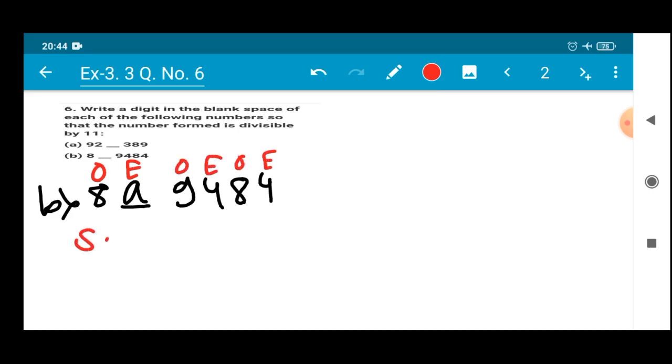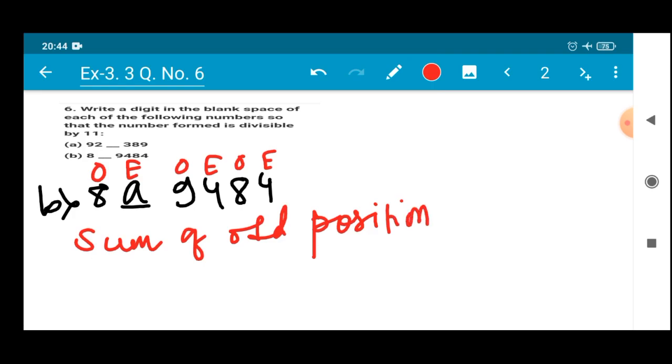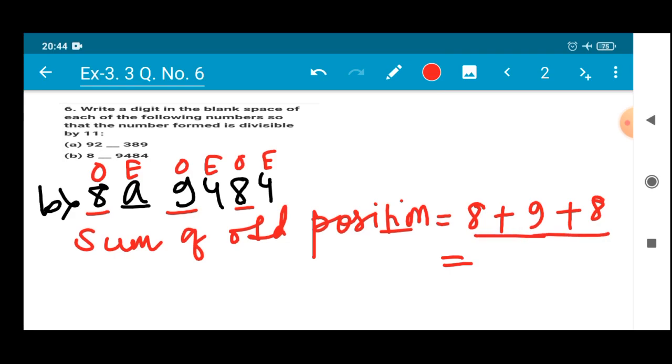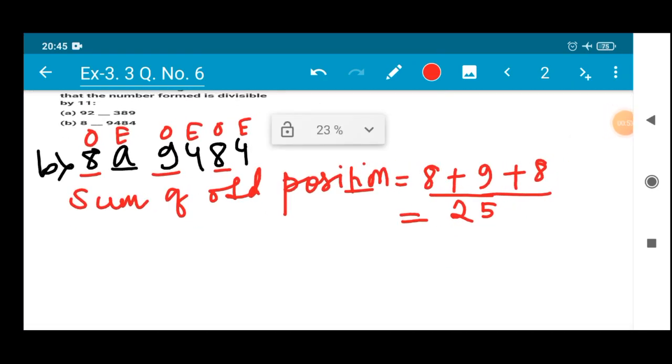Now let's find the sum of the odd position, or the odd place. The sum of the odd position here will be 8 plus 9 plus 8. When we add this, we get 8 plus 9 is 17, 17 plus 8 is 25. Now we have found the sum of the odd position. Next, we'll find the sum of the even position.